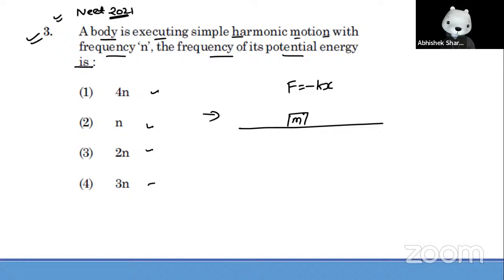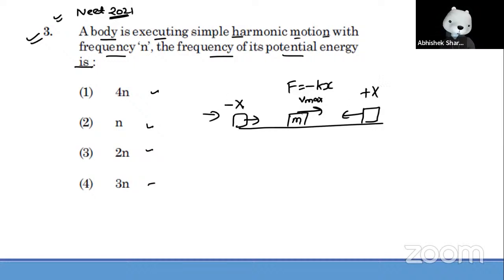And how will be the motion? The motion will be like this. It will be having maximum speed at the mean position, and when it reaches the extreme position, the force will be maximum but in opposite direction. This will be applicable for both the directions, that is maximum positive x and maximum negative x.